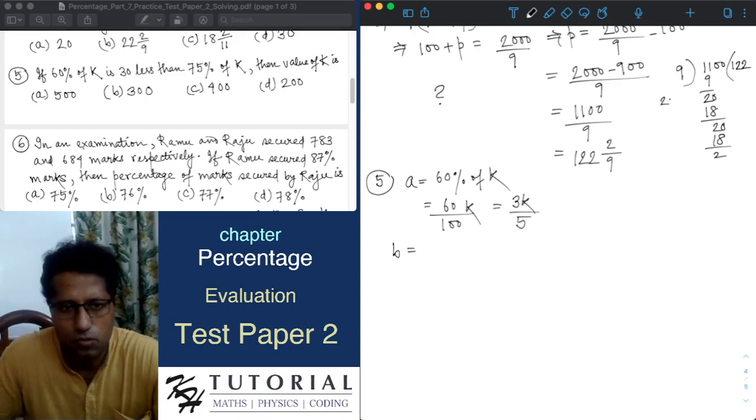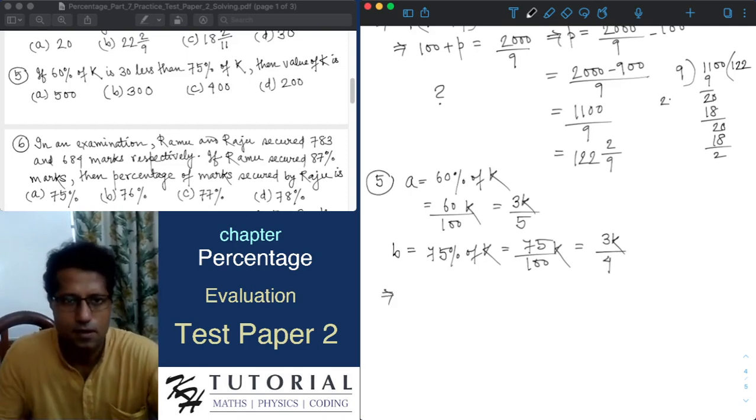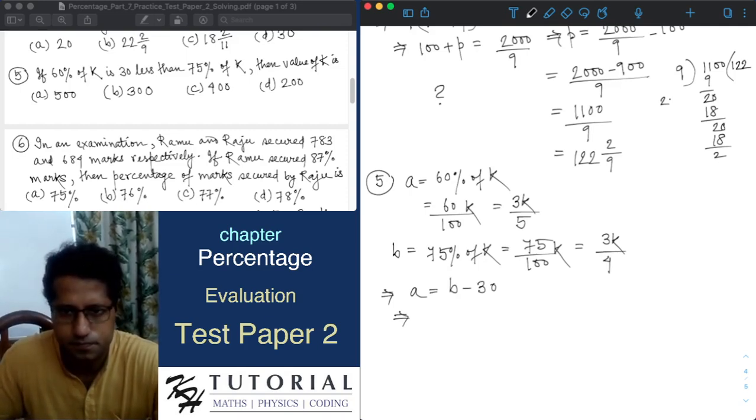Let b be equal to 75% of k. This is equal to 75 by 100 into k, which is 3k by 4. Now it is saying that 60% of k, which is a, is 30 less than b. So this implies a equals b minus 30. This implies 3k by 5 equals 3k by 4 minus 30.